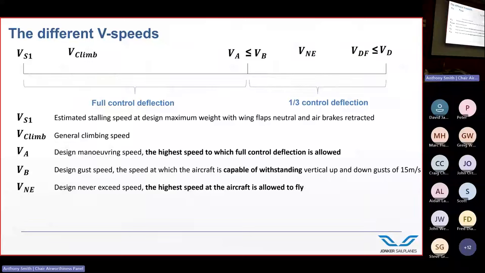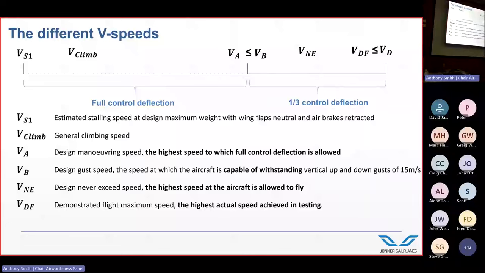This is the speed that the aircraft should still be safe to fly at, in still conditions, no turbulence, with the pilot not applying maximum deflections, in other words, quite significantly reduced deflections. And at this speed, you know that the testing was done at a significantly higher speed. So this is safety margins. If you fly VNE in calm conditions, this is a safety margin. All right. And then the next one is the VDF.